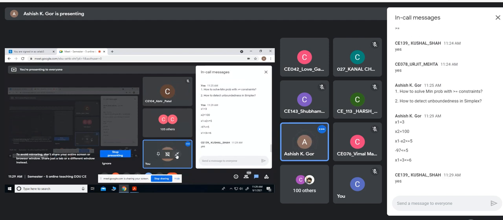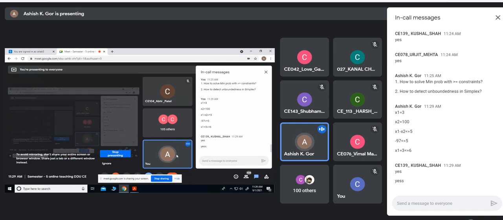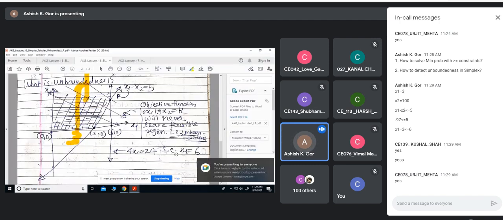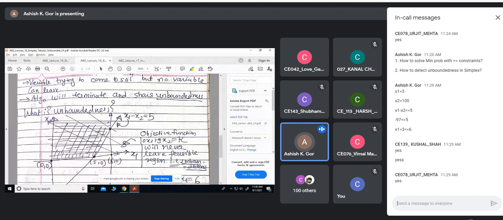Urjit, Abhi, yes. So that means, but Kushal, can I increase this x2 value from 100 to 200? Still, both the constraints will be satisfied? Yes. Somebody can give me 500, 1000, 1 lakh. So that means in this direction, I can go infinitely. I can increase x2 value indefinitely. Still, all the solutions are feasible.